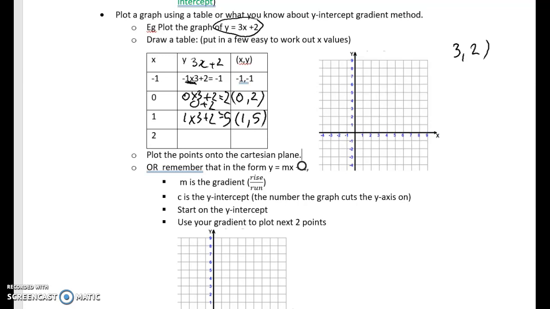You should come up with the point 2, 8. X is 2, obviously, and y would be 8. Check and see if you can do that.